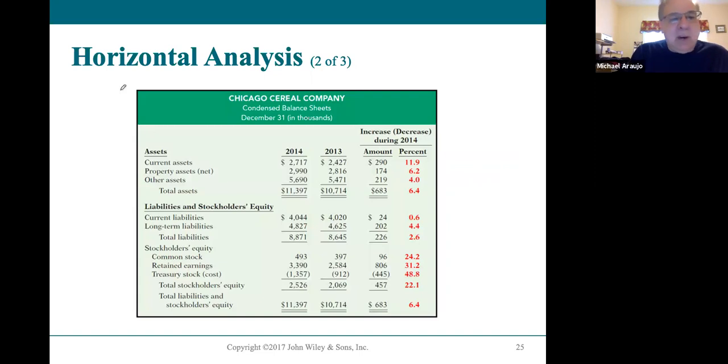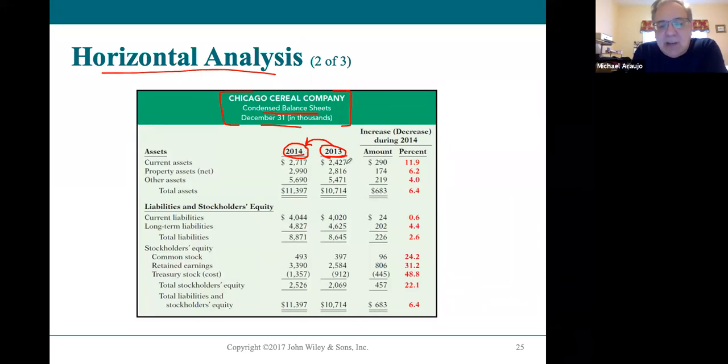The first thing we're looking at here is a horizontal analysis for Chicago Cereal Company, okay? I don't know if you're cuckoo for Chicago cereal, but it could be one of these things. Here they have the balance sheets ending on December 31st for both 2013 and 2014, okay? And what we're looking at basically is we're noting the changes in the accounts from the base year of 2013 to the newest year, in this case, 2014.